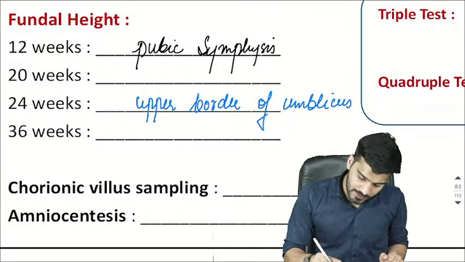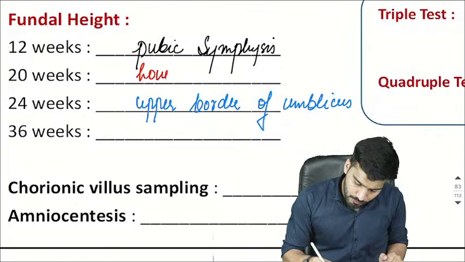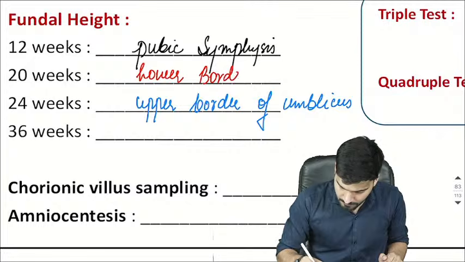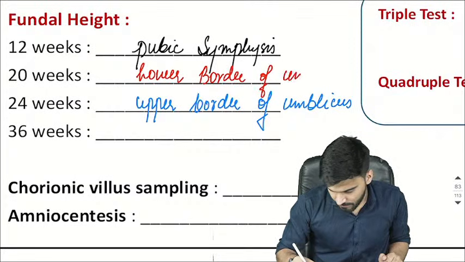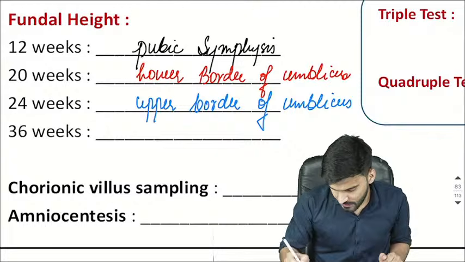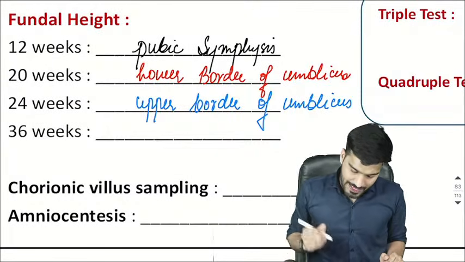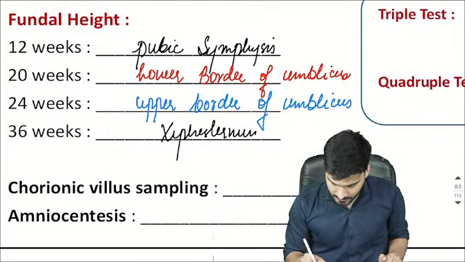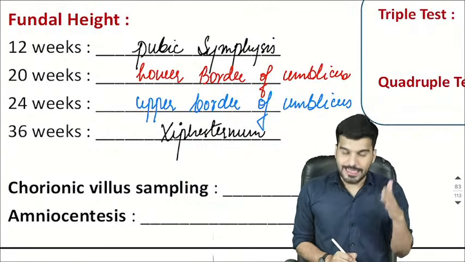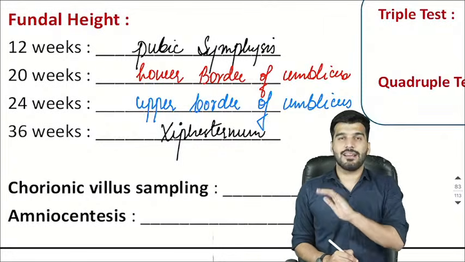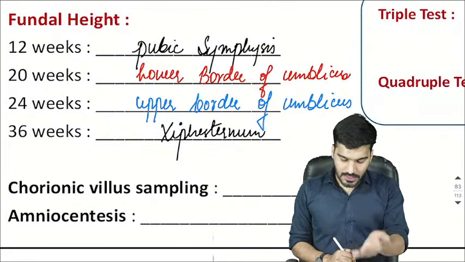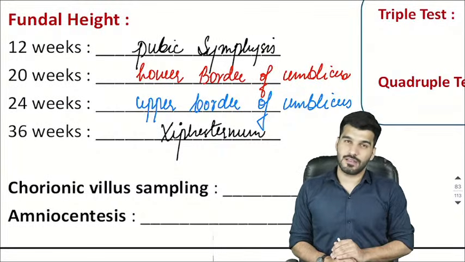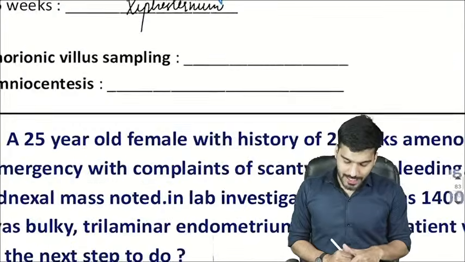Then at 20 weeks, it's going to be lower border of umbilicus. And at 36 weeks, it will be at xiphisternum. At 16 weeks, between the pubic symphysis and the umbilicus. Then at 28 and 32 weeks, it will be between the umbilicus and the xiphisternum. Clear?